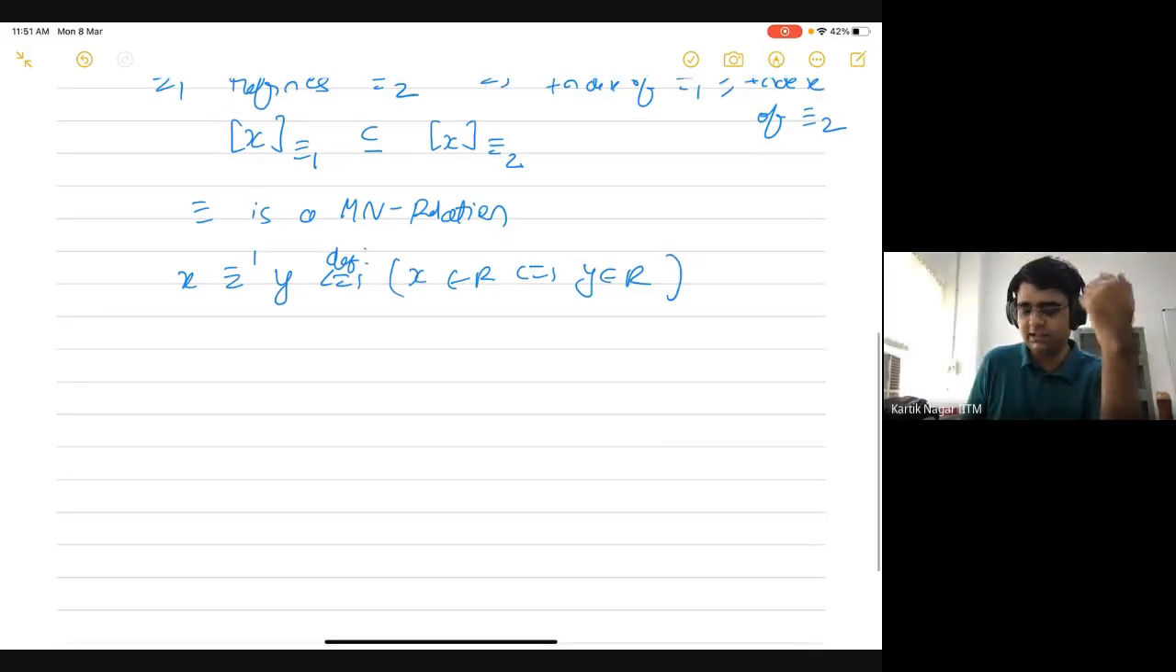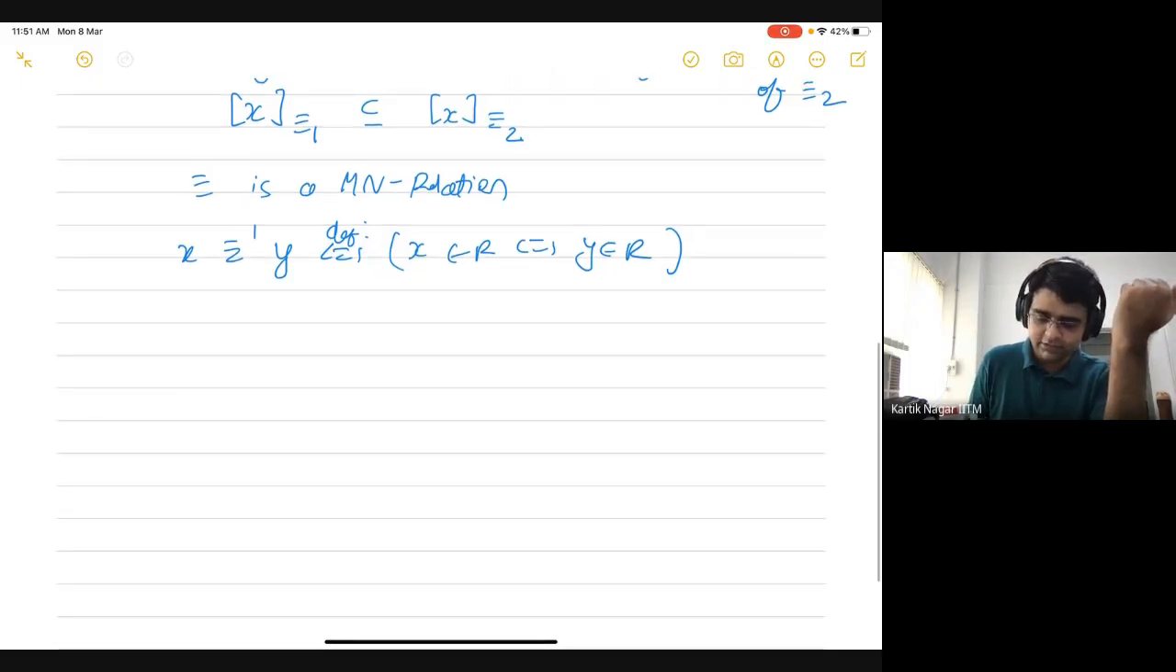So in other words, if you take any two strings X and Y, if both of them are in R or both of them are not in R, then they will be related to each other. Otherwise they won't be related to each other. Right? So you can also see that this is an equivalence relation. In fact, we said that any MN relation defines this particular relation. So any MN relation would define this prime relation.